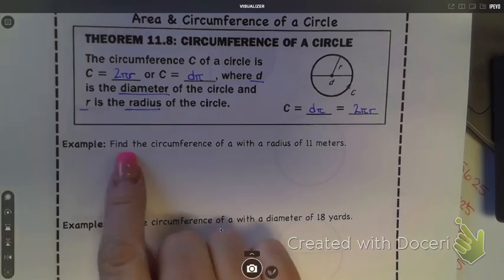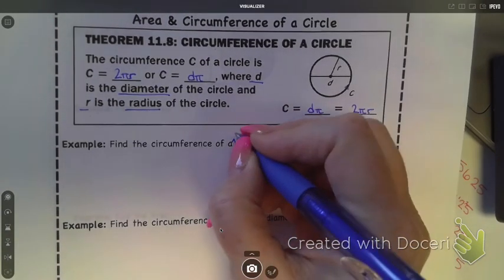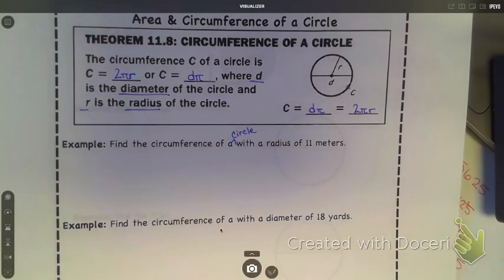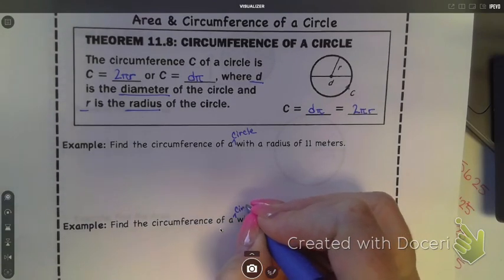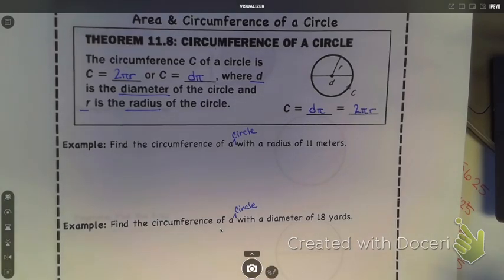So find the circumference of a, and I don't know what, I skipped the word circle, and then I copied and pasted and changed every one. So guess what's missing in every single one? Circle. So if you want to add in circle, add in circle. Only on the front. Okay, find the circumference of a circle with a radius of 11.